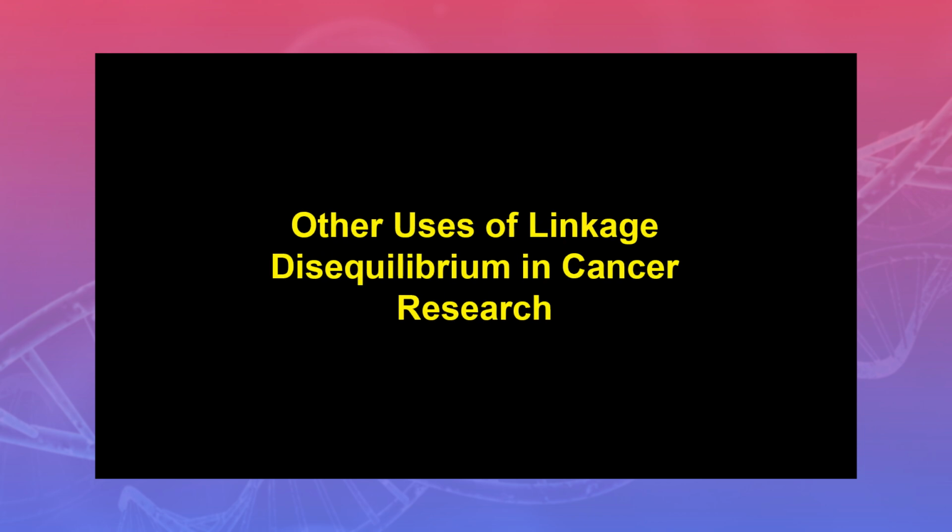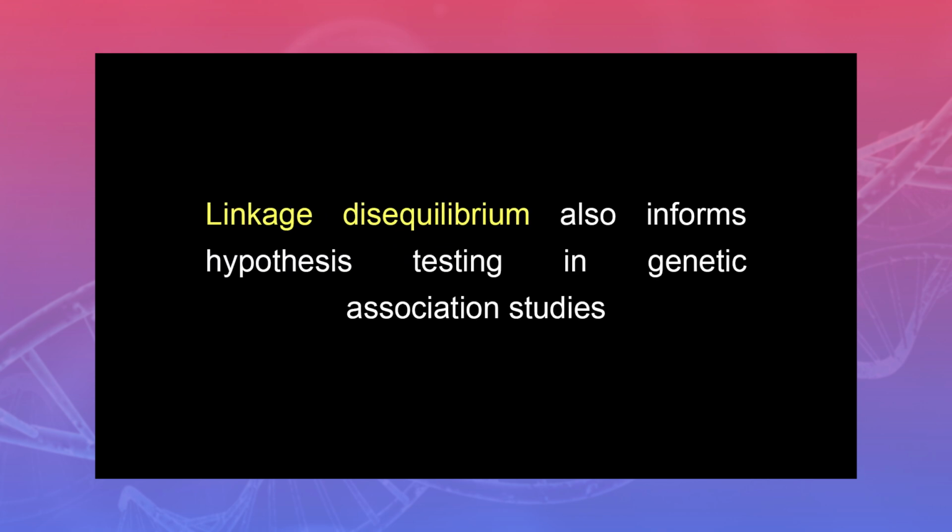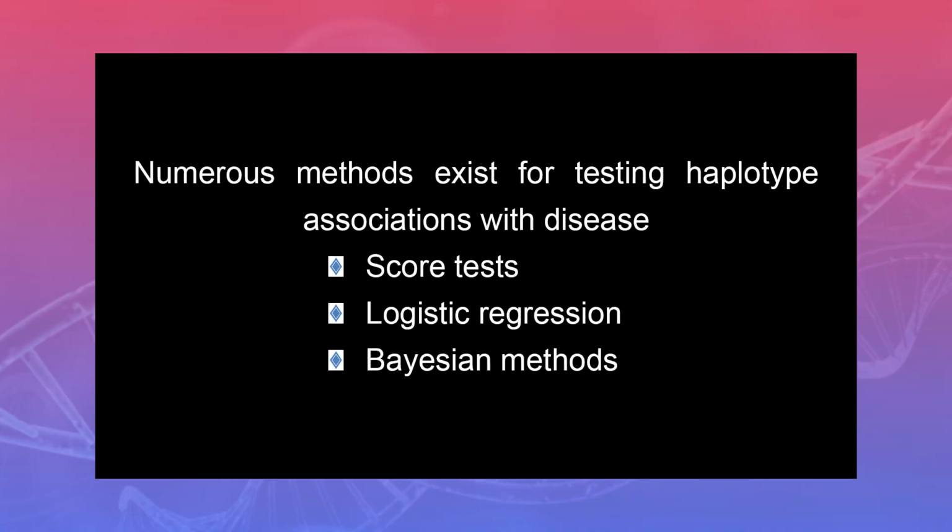Dear students, let's now talk about the other uses of linkage disequilibrium in cancer research. Linkage disequilibrium also informs hypothesis testing in genetic association studies. The causal allele, if it exists, may be included in the set of assayed markers, or it may lie on a haplotype defined by the set of assayed markers. Analysis of haplotypes may therefore provide additional information on association. Numerous methods exist for testing haplotype associations with disease, including score tests, logistic regression, and Bayesian methods. All methods first estimate haplotype frequencies or probabilities because haplotypes are usually not directly observed.